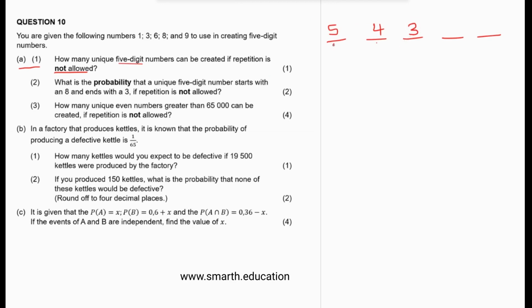If the first number goes here, the second number goes here, the third number goes here, we are now left with 2 numbers. So for the fourth slot, we have 2 choices. And then we'll have 1 choice for the last slot. So meaning that this is 5 factorial. And then 5 factorial is equal to 120. So it means we can form 120 unique 5-digit numbers.